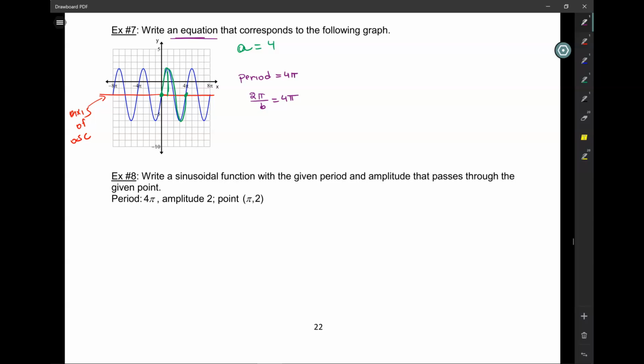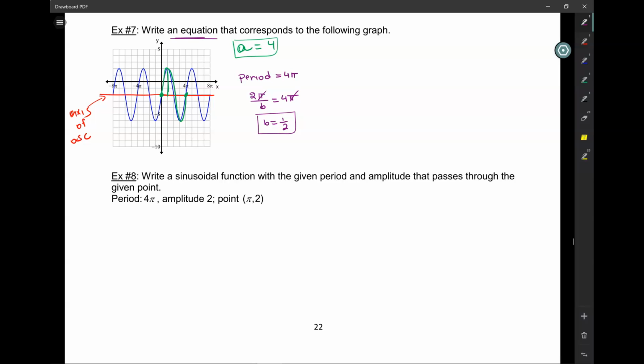Then you can cancel out a pi. So 2 over b is 4, so b is 1/2. You can cross multiply. B is a half. Are we okay with all of this? So now I have A and I have B.